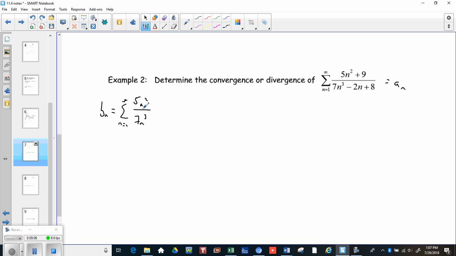You should be able to see pretty quickly that this n squared is going to cancel out 2 of these n's in the bottom, and what we're going to be left with is the sum as n equals 1 to infinity of 5 over 7n. The 5 over 7 is a constant. That can be pulled out to the front. This is 5/7 times the sum of 1 over n. This is the harmonic p-series, where p is 1. And the harmonic p-series is divergent.